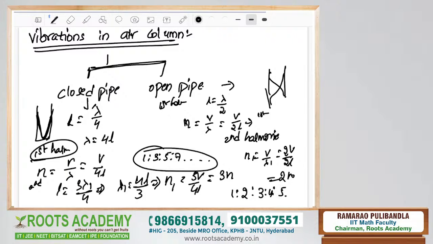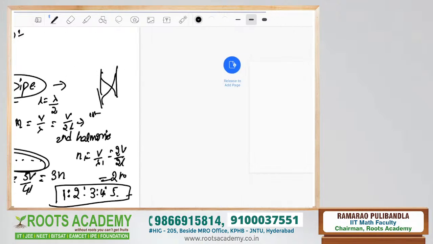So here the ratios of the frequency would be 1 is to 2 is to 3 is to 4 is to 5. So during this closed pipe, the first harmonic and the second harmonic, the frequency ratios would be the odd numbers, like 1 is to 3 is to 5 is to 7, and here it is 1 is to 2 is to 3 is to 4 is to 5. So this is about the vibrations in air column, in a closed pipe and in an open pipe.